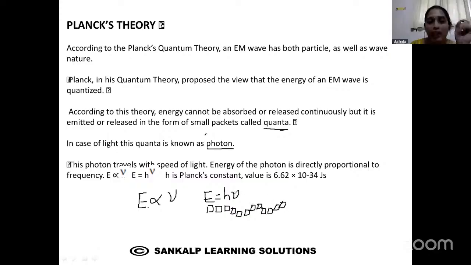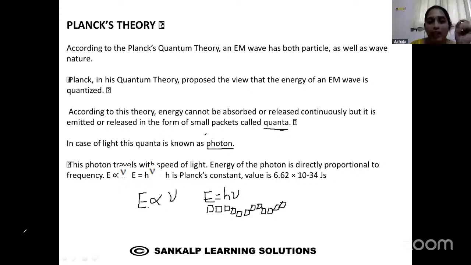This h is nothing but Planck's constant. Its value is 6.626 into 10 raised to minus 34 joule second. And nu is frequency. This is about Planck's quantum theory.